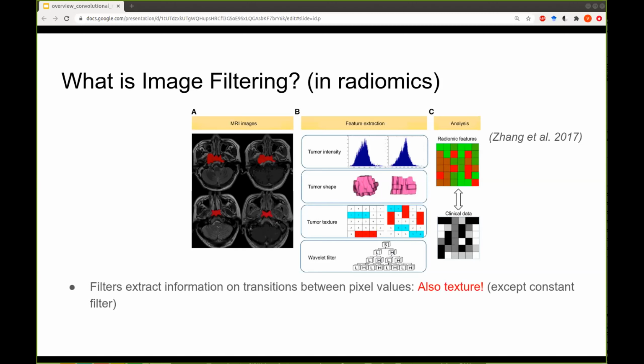They extract information on transitions between pixel values, except when we use constant filters. So they extract texture information in a different way, often more complete than gray-level matrices. And in computer vision, filters are commonly used for analyzing texture images.